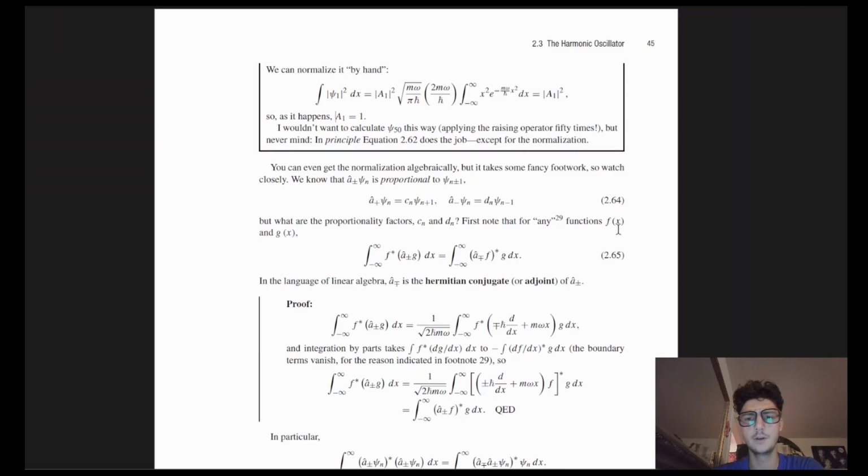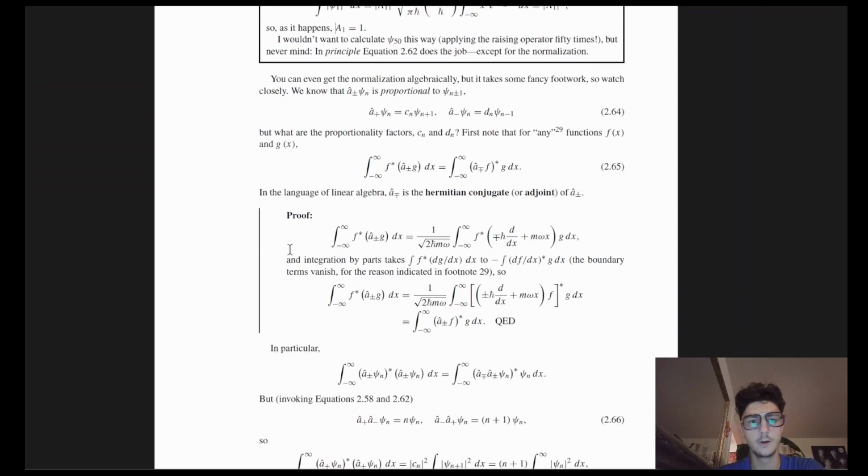First note that for any functions f of x and g of x, we get this. So f star times the raising or lowering operator acting on g is equal to the lowering or raising operator acting on f, star, times g. So there's a kind of flip-flop thing going on over here. In the language of linear algebra, a minus or plus is the Hermitian conjugate or adjoint. This is very cool, an introduction of new stuff. So if you flip the signs here, you could plug it into the star version of the other one and you get the same equality.